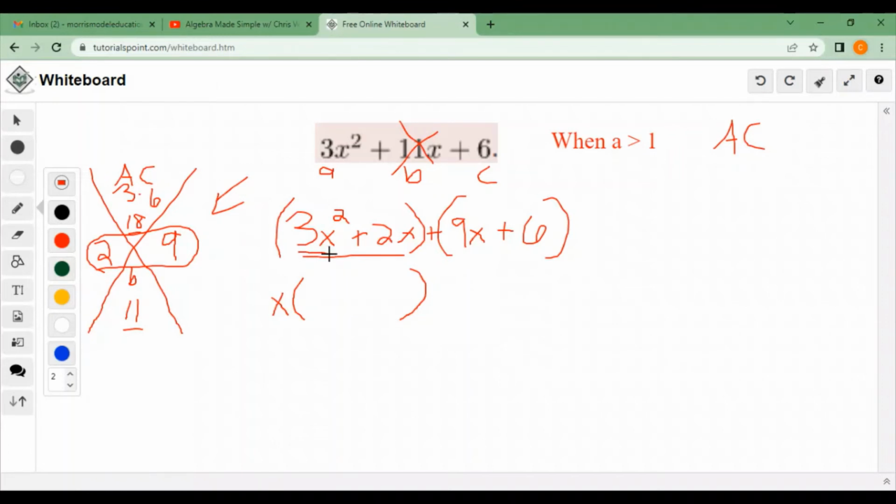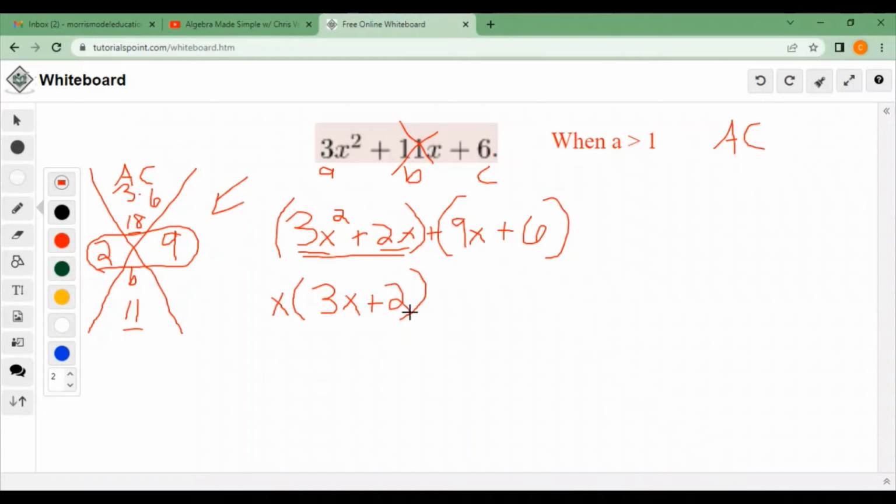the GCF of x. So 3x squared divided by x, you basically just subtract the x. You had 2 x's, now you take away the x. That leaves you with just 3x, okay? And then we do the same thing with 2x. 2x divided by the x. In other words, the x's cancel out. It's going to leave me with just 2. So I'm going to say plus 2.